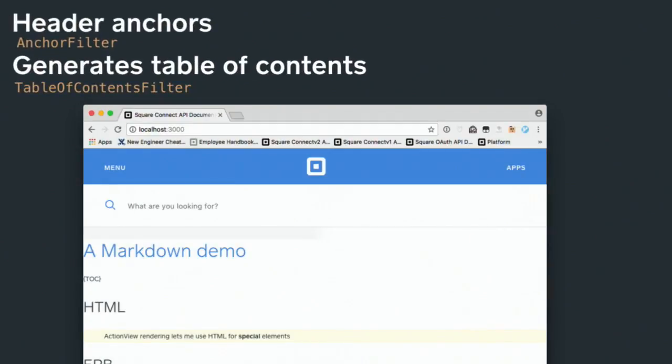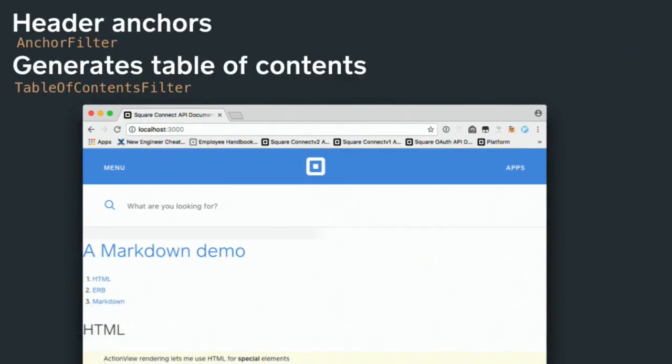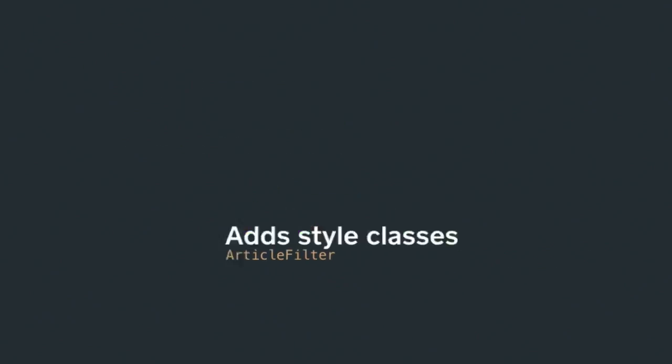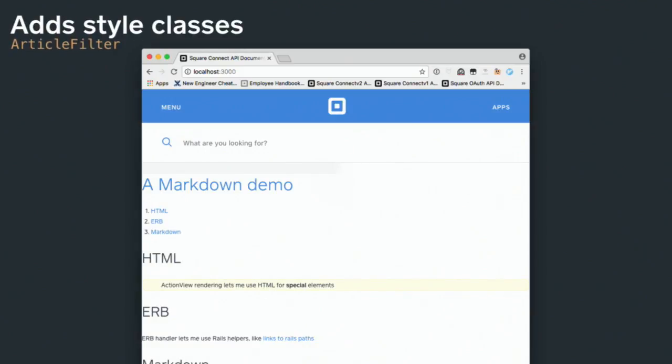Next, the anchor filter adds anchors to each heading on the page with a unique ID according to the header contents. Then, the table of contents filter uses these anchors to build the dynamic table of contents and links to these places on the page using the anchor IDs. We're almost done, but our page still looks kind of weird. Finally, the article filter splits the article into sections according to header placement, wraps all of them in an article tag, and adds the necessary classes for styling the page nicely.